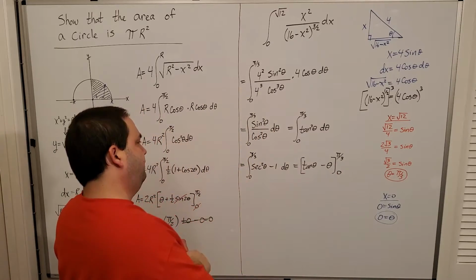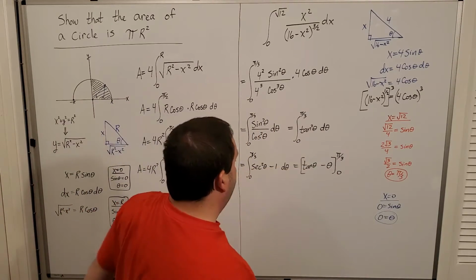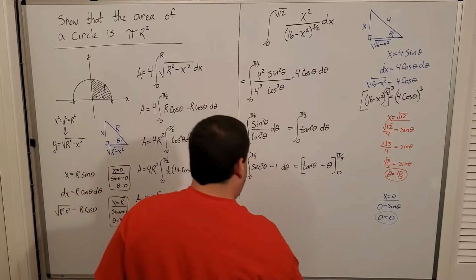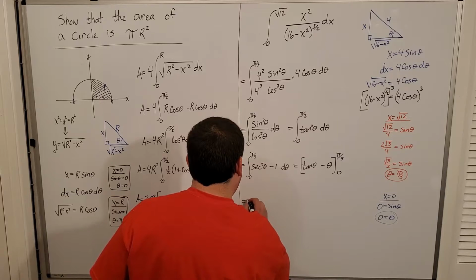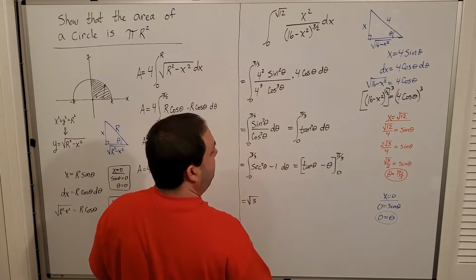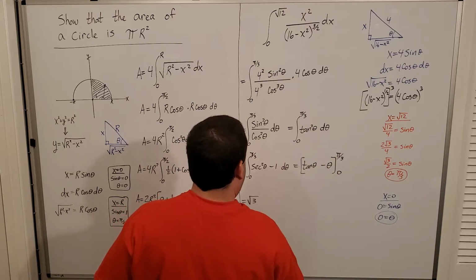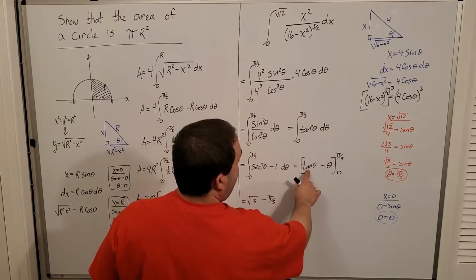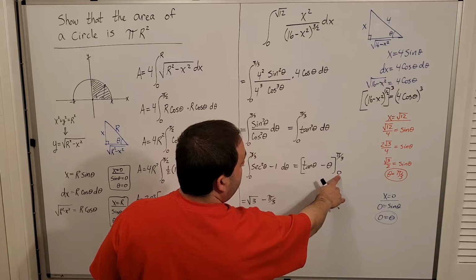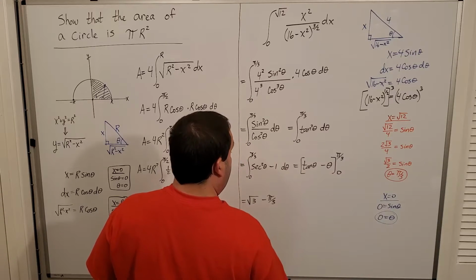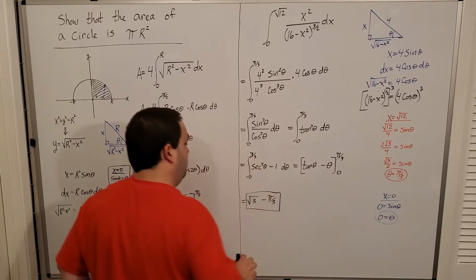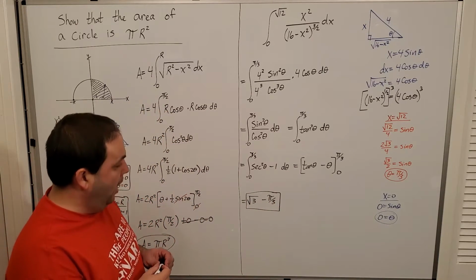All right, so let's plug this stuff in. The tangent of pi over 3, or 60 degrees, is square root of 3, minus pi over 3. Tangent of 0 is 0, and then theta being 0 is 0. So here's my exact answer: square root of 3 minus pi over 3.